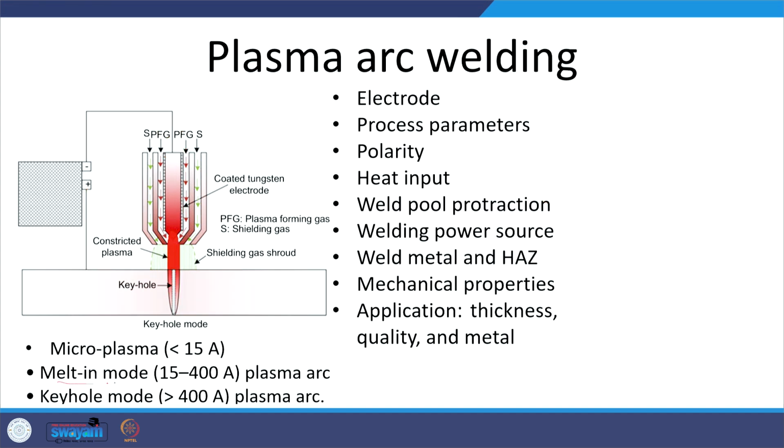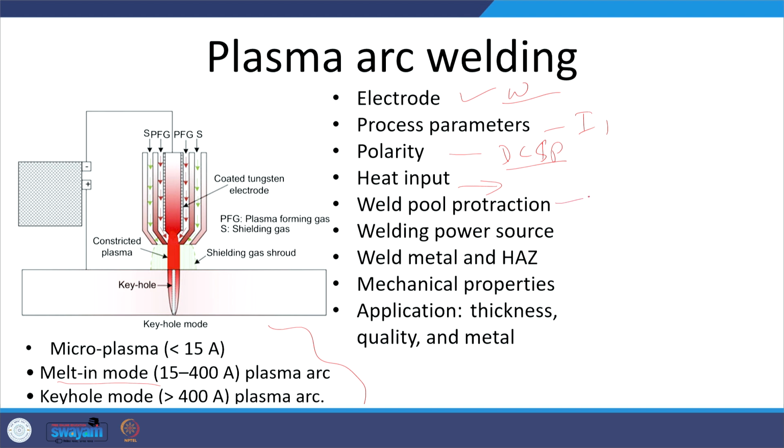So, in melt-in mode, there is no keyhole, simply melting of the faying surfaces followed by solidification, and the joint will be developed. So, about all these things I have already talked. We use the tungsten electrode, it can be coated, we choose the suitable kind of welding current as per the kind of plasma to be used, whether for melt-in mode, microplasma or keyhole mode. Polarity is certainly DC or SP is used, heat input is selected as per the need and purpose, and the section thickness which is to be produced.